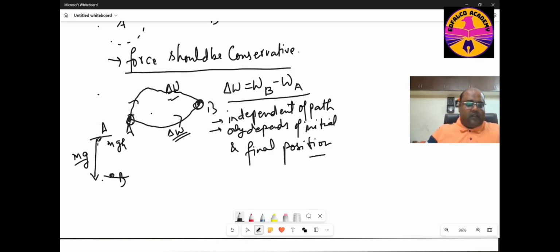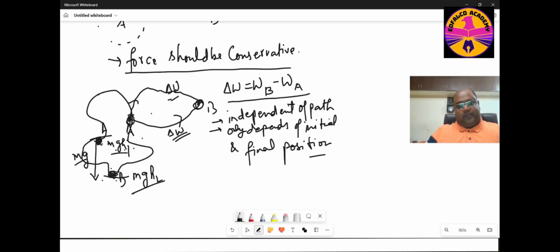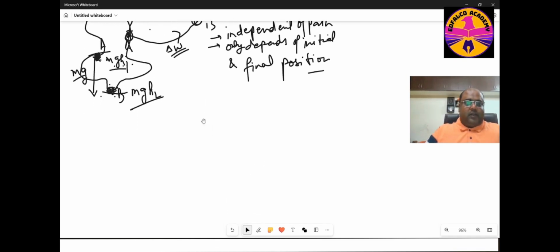Depending on the height of A, that will be mgh. Suppose it is h1 here, and h2 here, so mgh2. The potential energy is only dependent upon the height of the body. Whether you come along this path or along that path, it doesn't matter. If you are coming from this point to this point, the potential energy change is mgh2 minus mgh1, final minus initial. Therefore, this gravitational force is a conservative force.